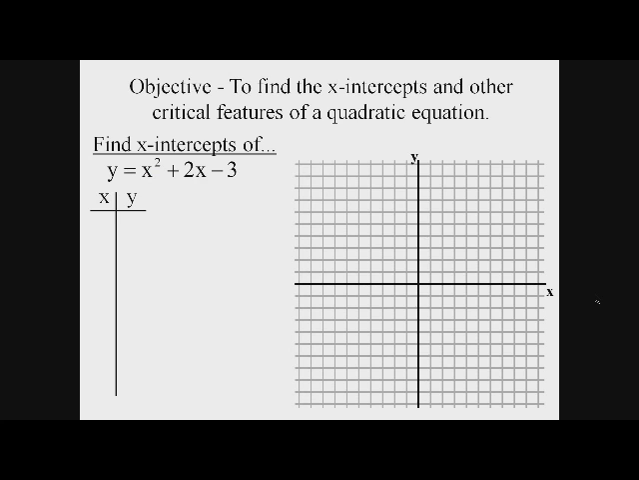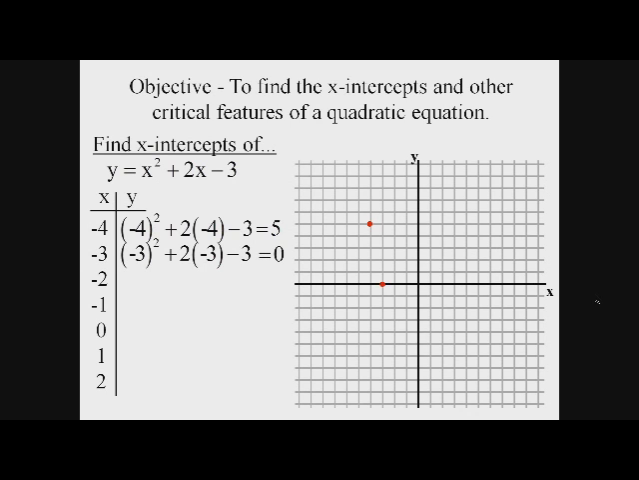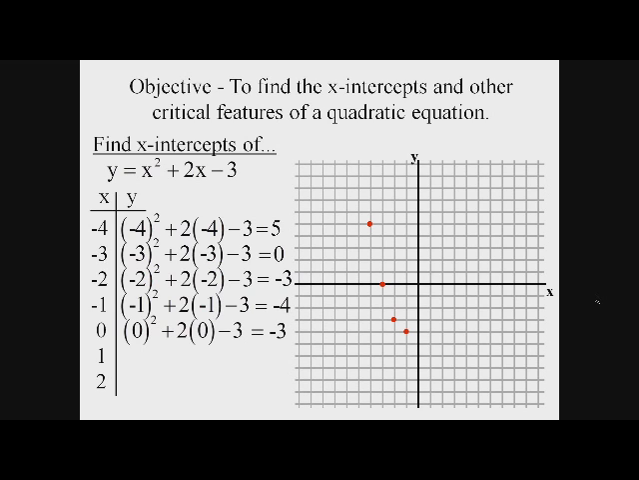Okay, first step is to make an xy chart. You might be using different x values, but I'm going to use -4 to +2. When you square the -4, you get 16 minus 8 minus 3. That's going to give you +5, which is up here. Plot -3, that's 9 minus 6 minus 3, which is 0. Next point is going to give you -2, -3. Next point is -1, -4. And then when you plug in 0, you get -3.